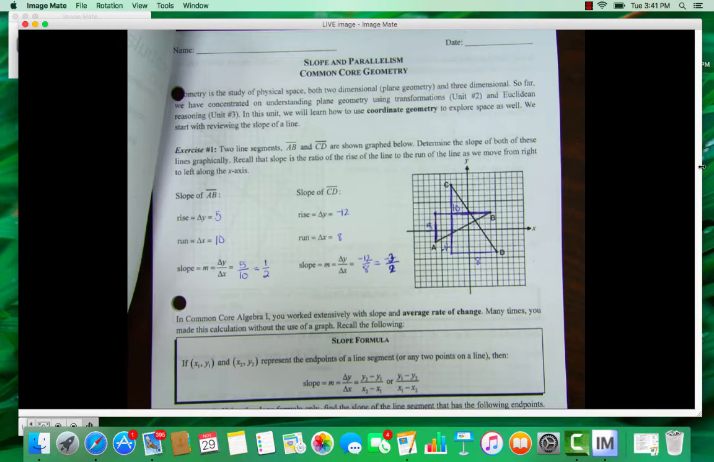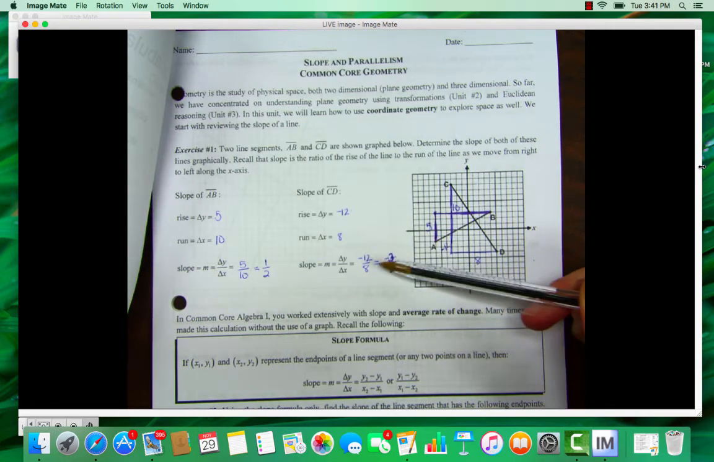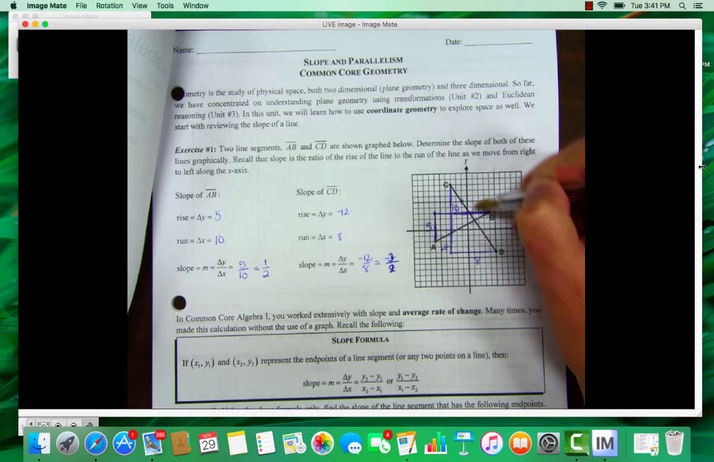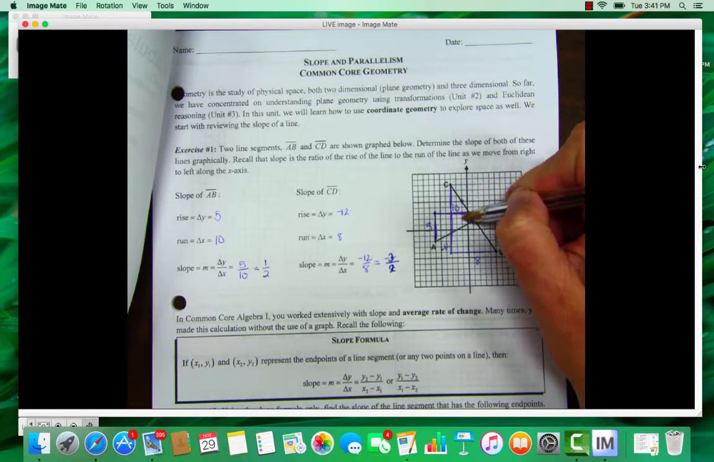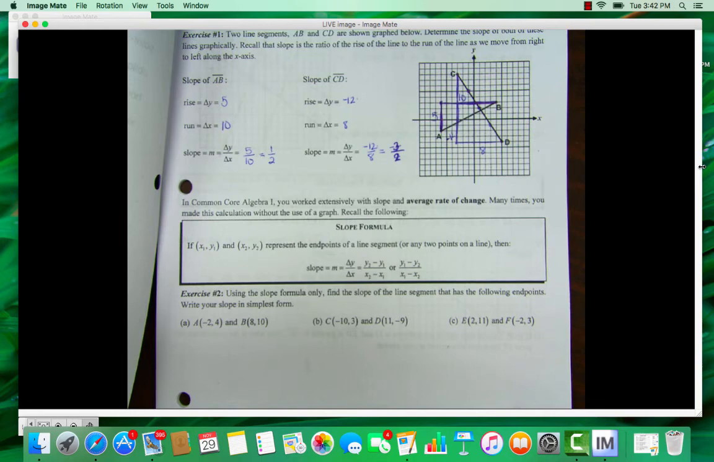Okay, so for the slope of CD, we should have a negative slope because our line is pointing down. To go from C to D, I had to go down 12 spaces and then over 8. So my rise was negative 12, my run was positive 8, and I wrote it as rise over run, simplified it, and ended up getting negative 3 over 2. One way that you can check is you should be able to go from any point on the line, down 3 units over 2, and hit the line again. I should be able to keep going down 3 over 2, and I should hit a bunch of points on that segment.